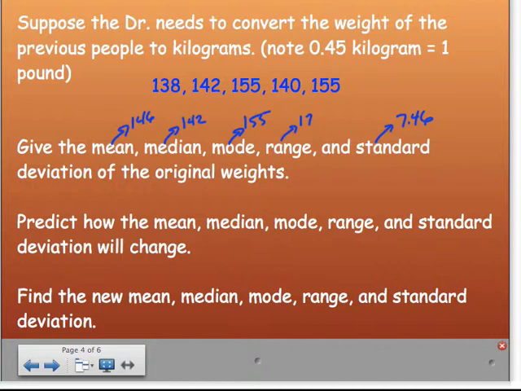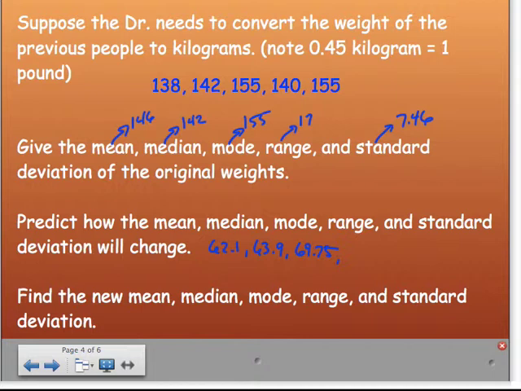When I take 138 and multiply it by 0.45, I think I get 62.1. Similarly, when I multiply 142 by 0.45, I think I get 63.9. Similarly, when I do it to 155, I get 69.75.